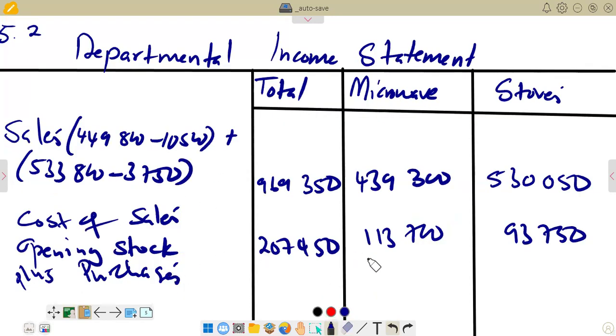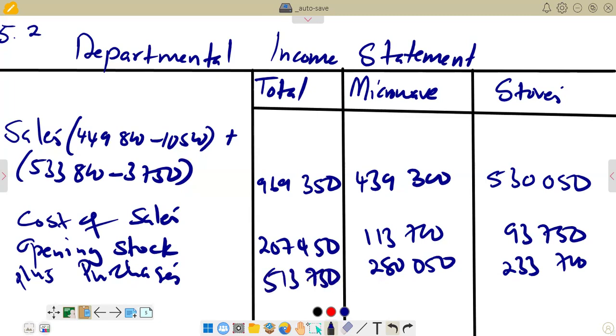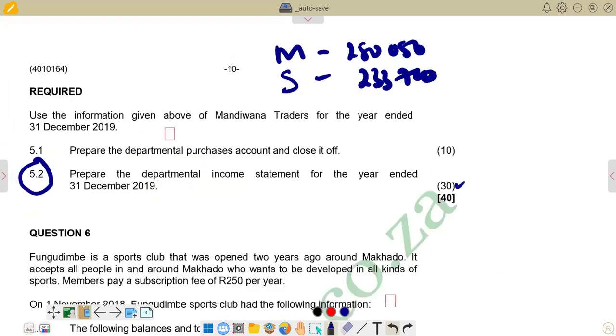We come here for purchases, we are saying microwaves, we have 280,008, 280,050, sorry. And then for stoves, we have got 233,700. We add the two, the total is 530,750. So this is what we have in terms of purchases. Then obviously we are going to check any carriages that we have. If they are there, if they are not, we just skip that stage and go to the next, which is now subtracting closing stock.